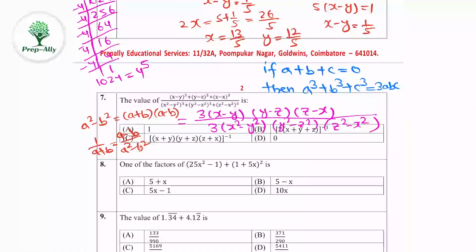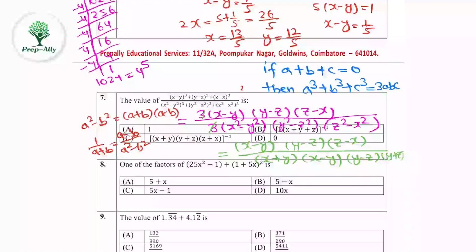So basically here I do the factorization. This 3 and 3 cancel out. (x minus y)(y minus z)(z minus x) is divided by x square minus y square, which we can write as (x plus y)(x minus y), y square minus z square, which we can write as (y plus z)(y minus z), and z square minus x square, which we can write as (z plus x)(z minus x).